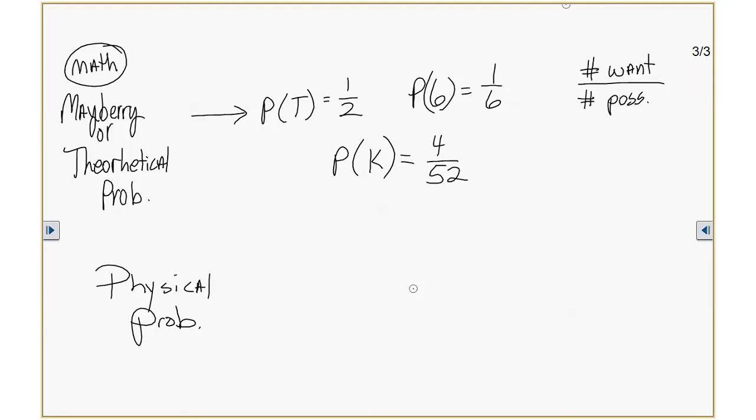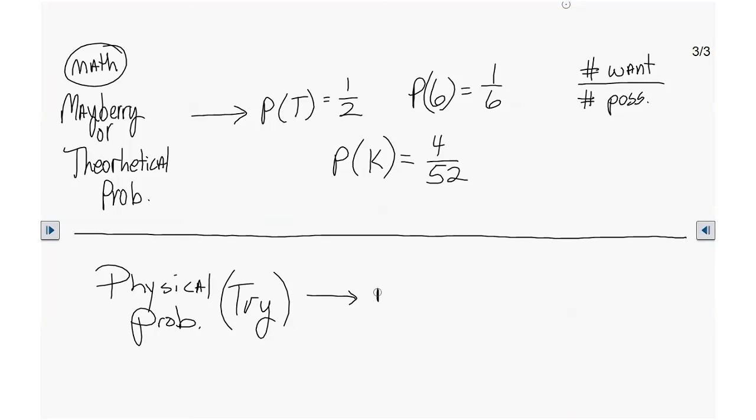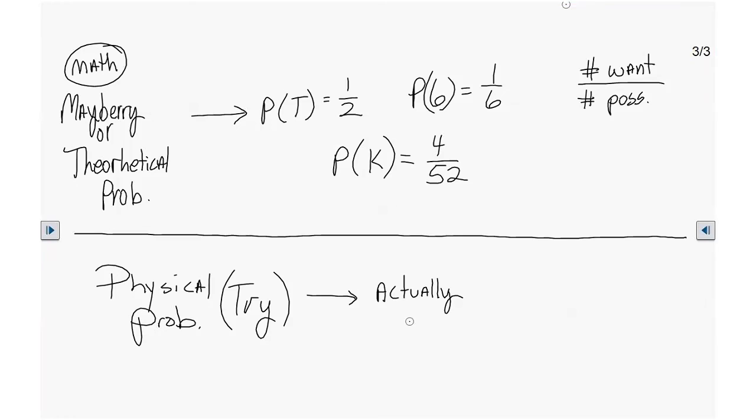Then what's the physical probability? Well, the physical probability is what you actually try. What you're actually going to do when y'all come back Wednesday. I'm going to give you a deck of cards. I'm going to give you a die. You're going to do about 10 hands and 10 rolls. And it is what you actually try or observe or collect. Just say observe or collect.